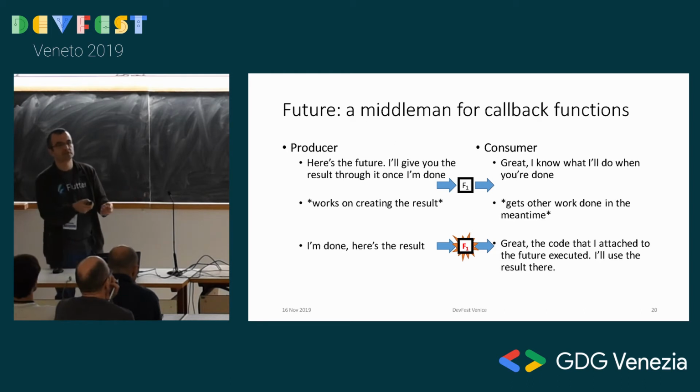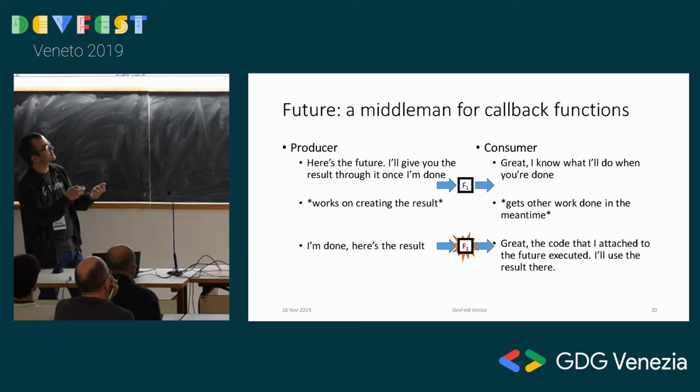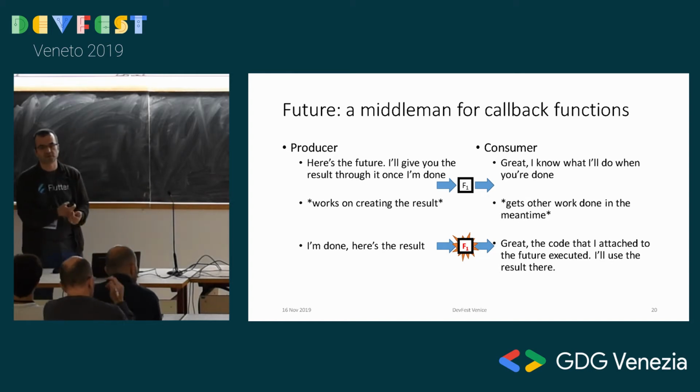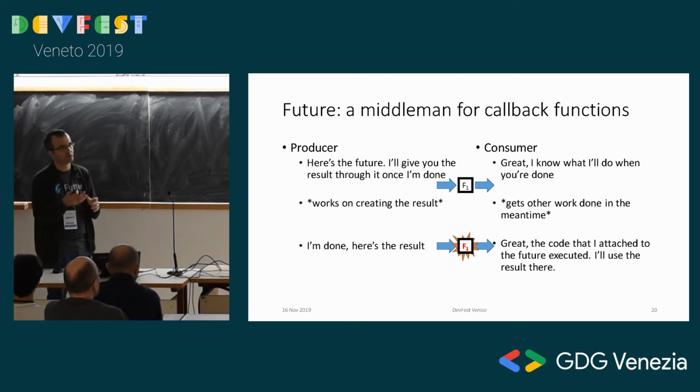I know what I'll do when it's done. Let me attach a function to it. And then let's move on. This guy creates the result. This guy does other things in the meantime. And he's like, yes, here's my result now. And then the other is like, okay, I have attached a function to it. It's executing now. In that function, let me use whatever you sent, right? This is more or less what's going on between the two. There's error handling, etc. I didn't put this into this talk, but it's quite trivial, quite straightforward.